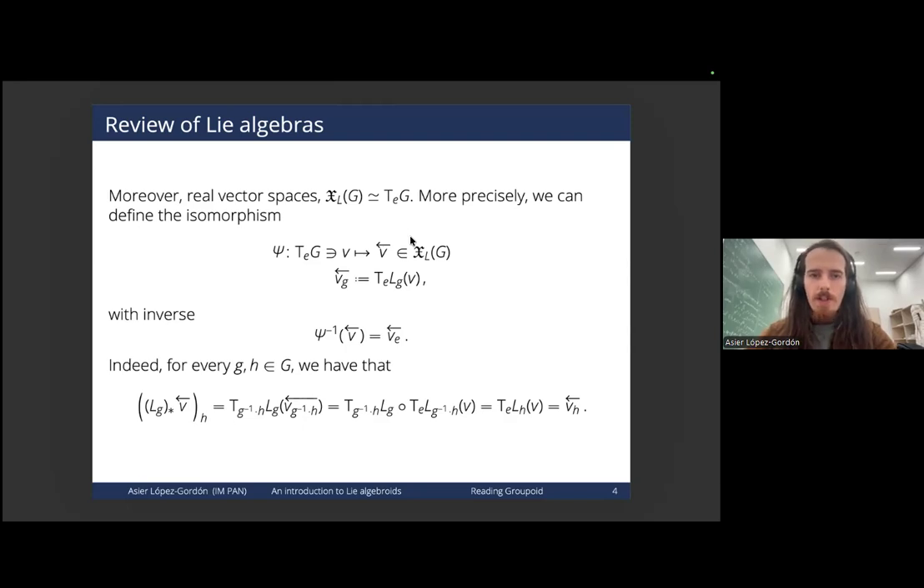And moreover, as a real vector space, the set of left invariant vector fields on the Lie group is isomorphic to the tangent space at the identity of the group. And we can check this by defining an explicit isomorphism given by this expression. We see that this is an isomorphism because it has an inverse. And it is straightforward to check that indeed the image of this map is a left invariant vector field.